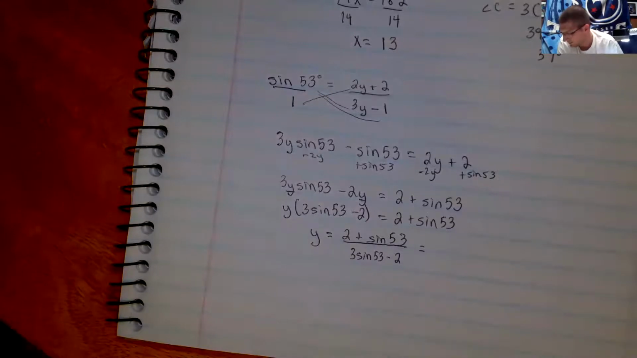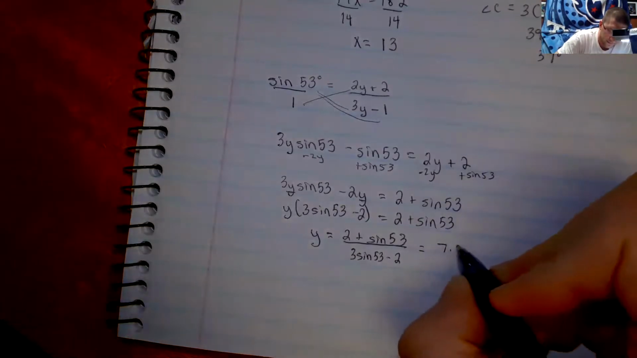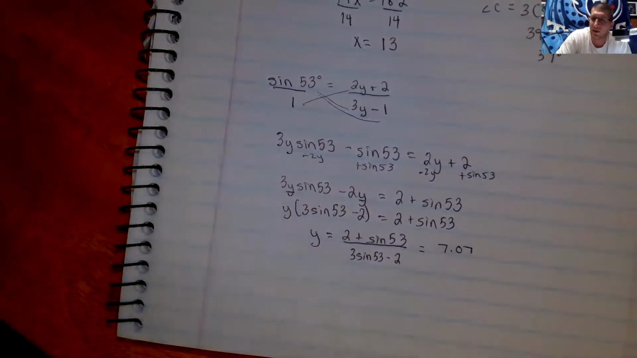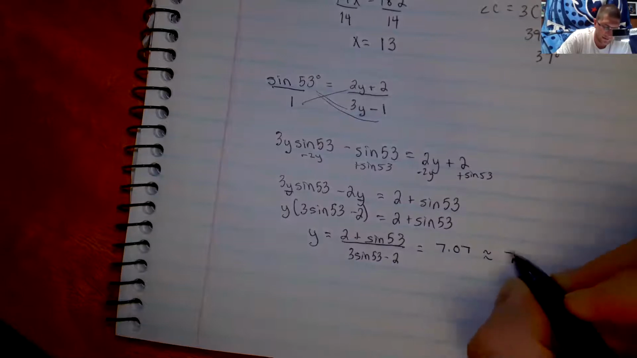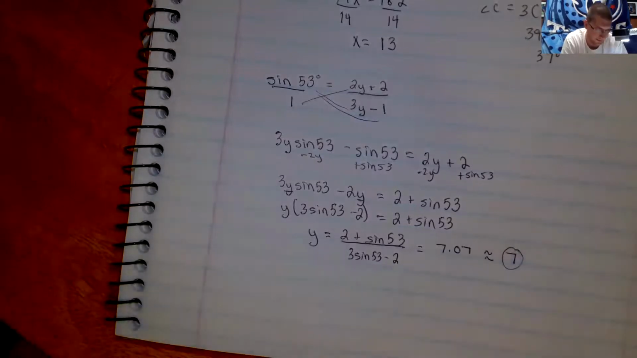If I type it into my calculator, let's see, I believe I get 7.07. And it says round to the nearest whole number. So we'll round that to just 7. So y we're going to say is 7.